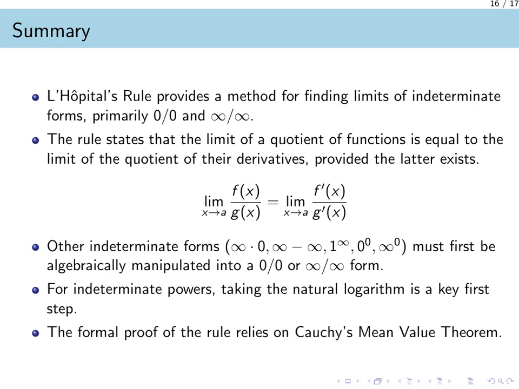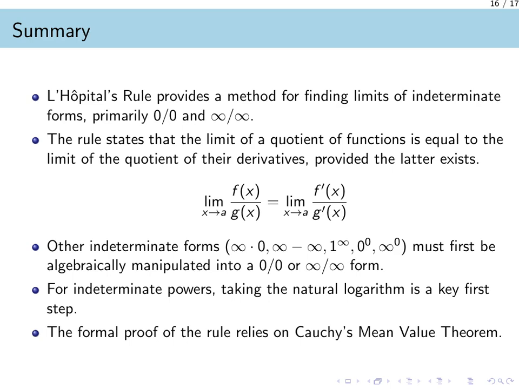Let us wrap up our discussion by summarizing how to use L'Hopital's rule, which is our systematic method for evaluating limits that result in an indeterminate form. The core idea applies directly to the forms 0 over 0 and infinity over infinity, where the limit of a fraction equals the limit of the fraction of its derivatives. For other indeterminate forms, like infinity times 0 or infinity minus infinity, you must first perform an algebraic manipulation to convert the expression into a proper 0 over 0 or infinity over infinity fraction.